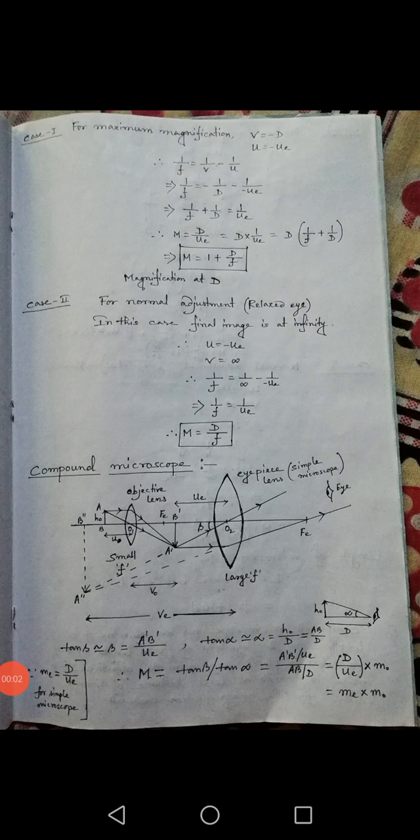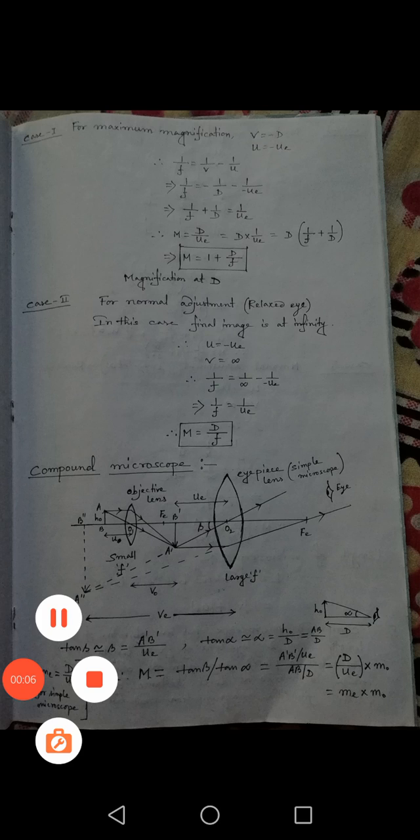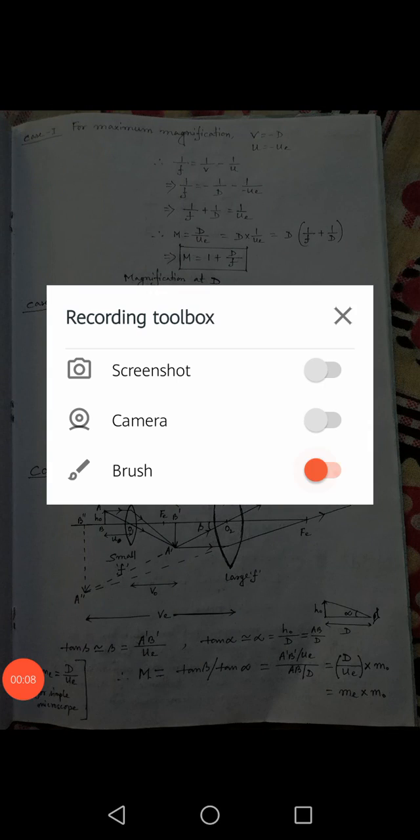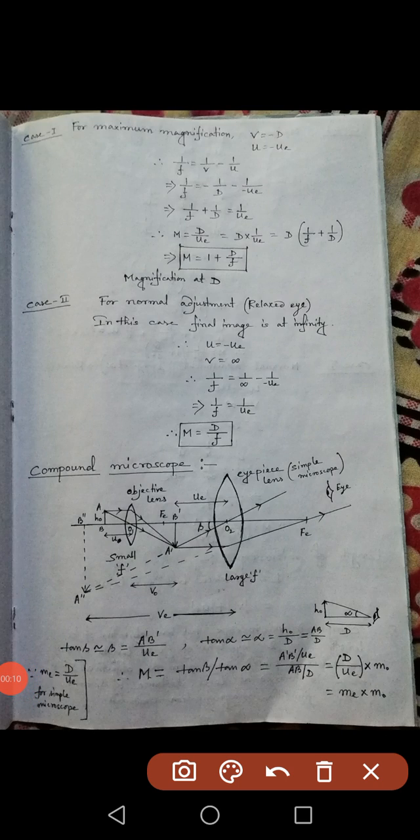In the last video I told you about the compound microscope and its diagram. Today we will derive the expression for magnifying power. So we know that magnifying power means tan beta by tan alpha, and from the figure, already in the last video, I told you that this is angle beta.